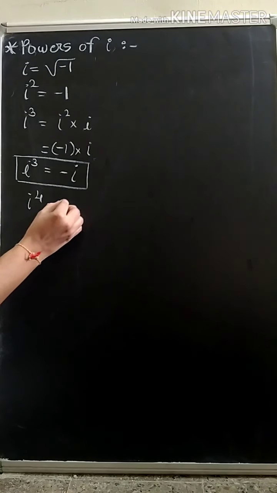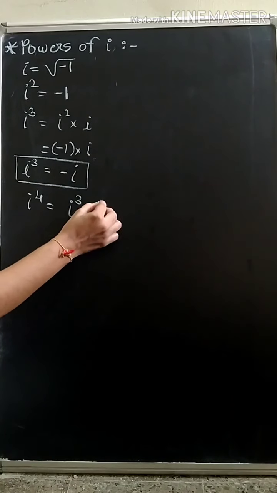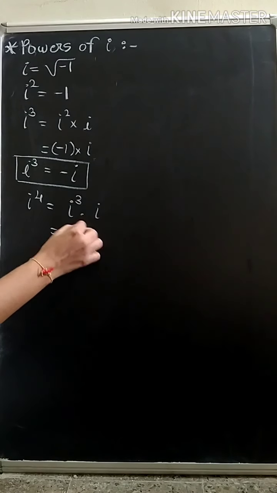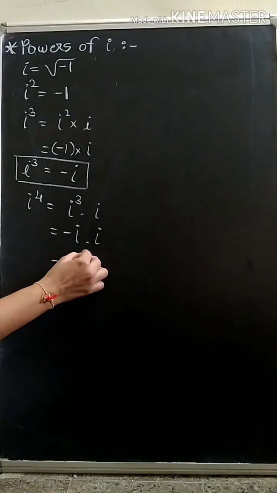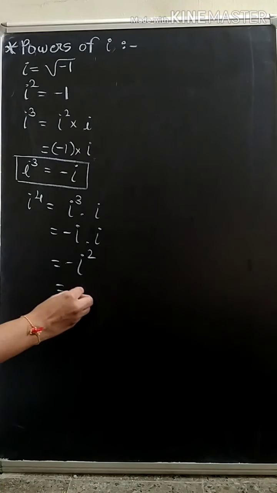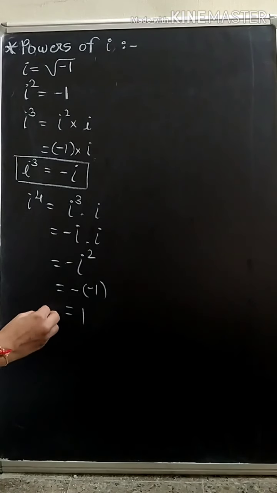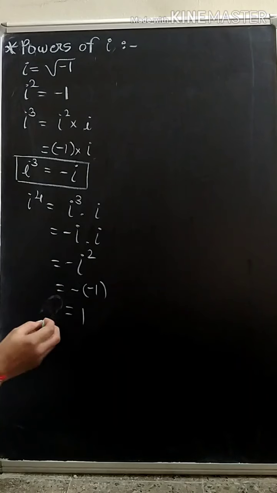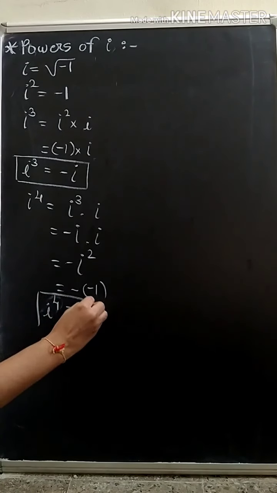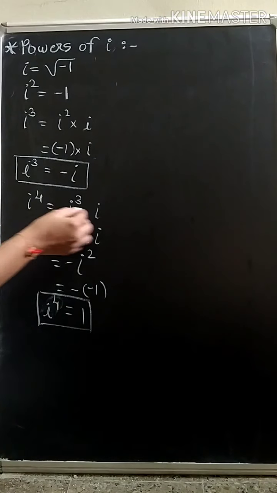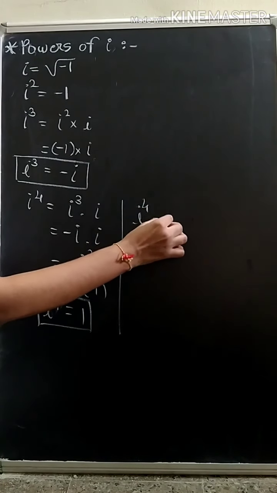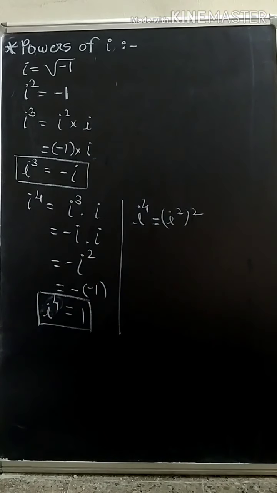And next is i raised to 4, can be written as i cube into i. i cube is minus i into i, equals minus i square. But i square is minus 1. So minus of minus 1 equal to plus 1. So i raised to 4 is 1. Or we can simply write it as i raised to 4 equals i square whole square. But i square is minus 1. So minus 1 whole square is plus 1. So i raised to 4 equal to 1.